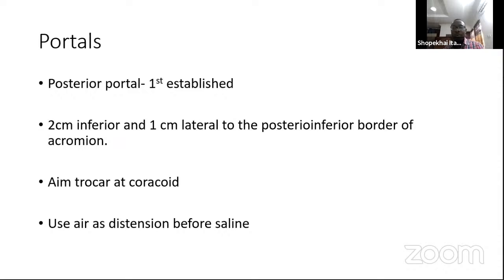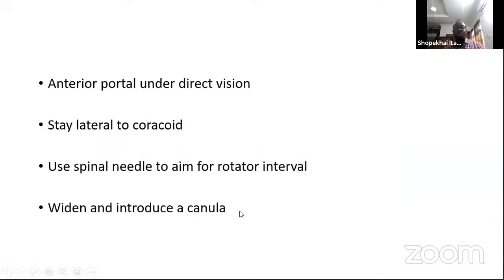And this is your walking portal, your initial walking portal. You use a spinal needle, and what you do is aim for the rotator interval. What that does is that when the spinal needle comes in, it will come inferior to the supraspinatus, but superior to the subscapularis muscle, whilst staying lateral to the coracoid. And because you're viewing from the back with the posterior portal, you will see this needle as it comes in. Once you're safely there and you're happy with it, you use an 11 blade to widen that and introduce a cannula, and that becomes the walking portal for you to work.